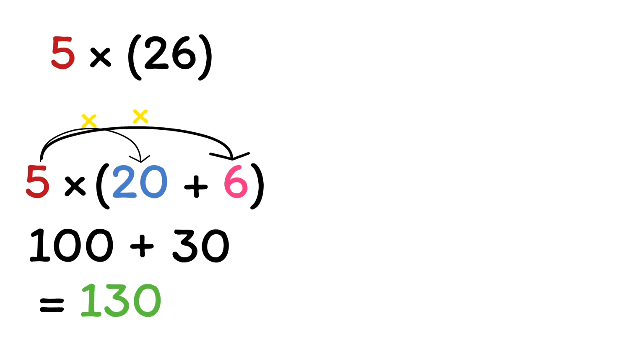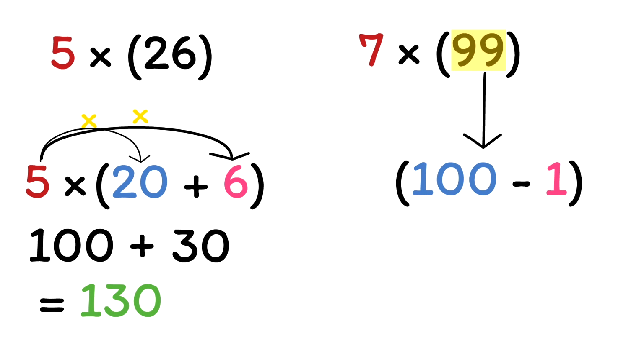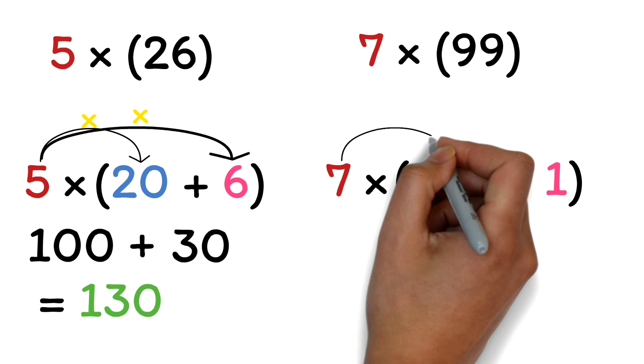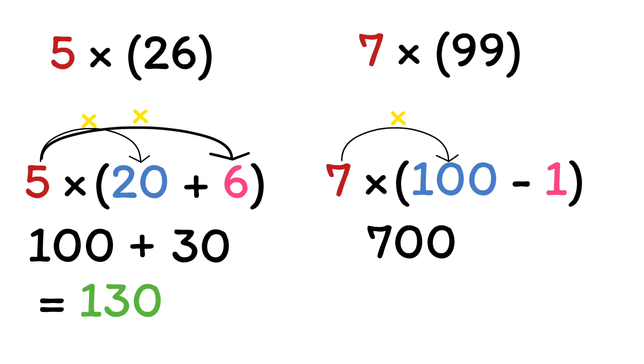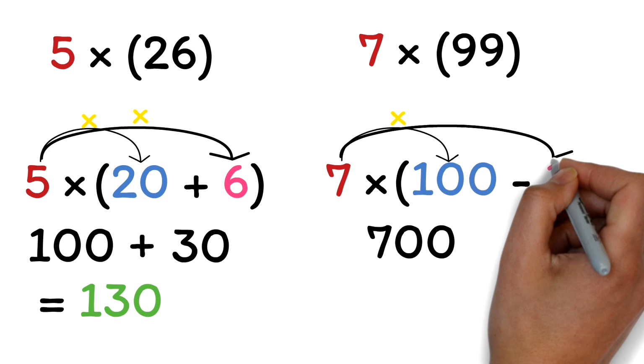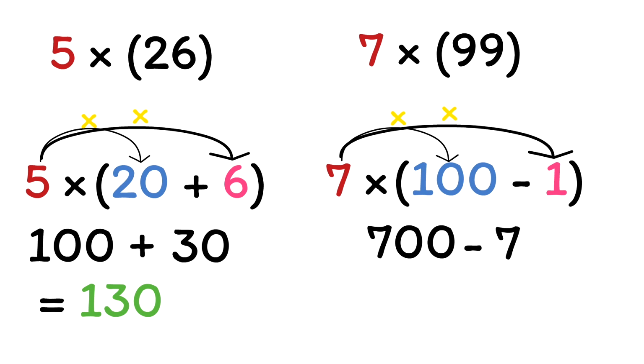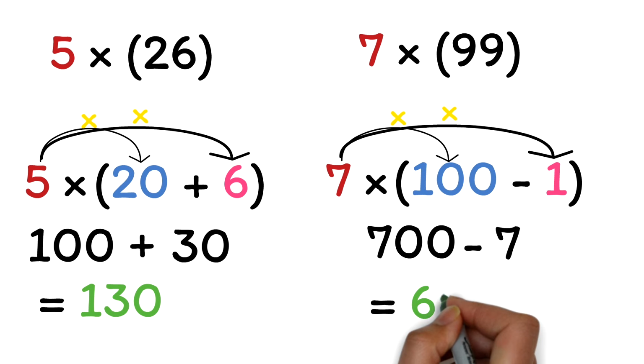Let's do another example. Let's say we have 7 times 99. The 99 is the same as 100 minus 1. So, we have 7 times 100 minus 1. 7 times 100 is 700. And 7 times minus 1 is minus 7. Next, 700 minus 7 will give us 693.